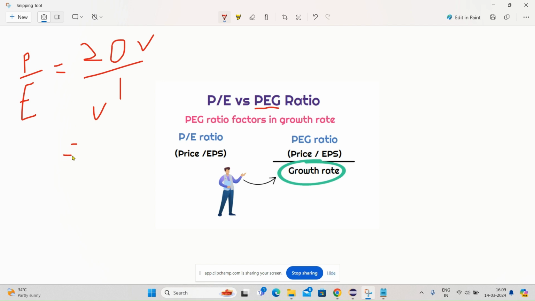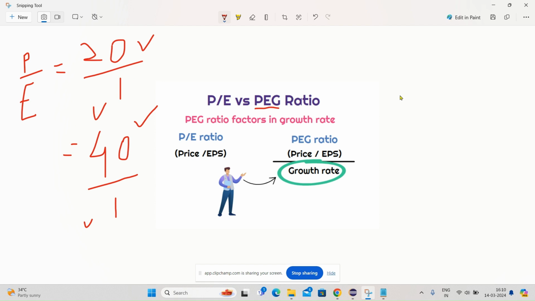Imagine if the PE ratio is 40. It means 40 divided by 1. It again means that in order to earn 1 rupee, you have to pay 40 rupees. So which one is better? To earn 1 rupee, paying 20 rupees, which is lesser than 40 rupees, is better. So that's why a PE of 20 or any lesser value is a better PE ratio.